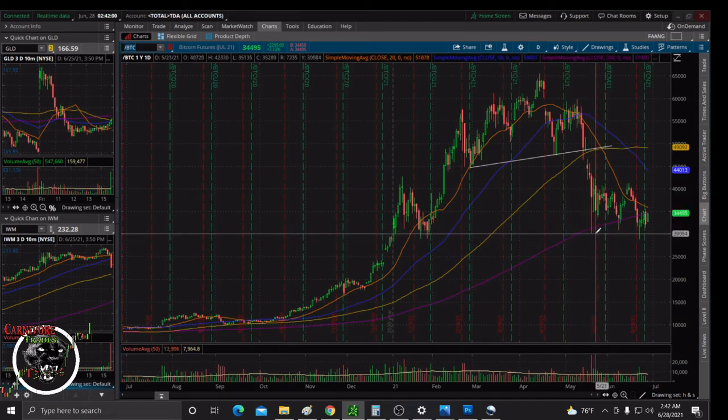So that was a level I called out. I said, as soon as it breaks this, it's going to 30,000. I didn't think it was going to get there that fast, but nonetheless, shows you the power of these patterns when they actually play out.